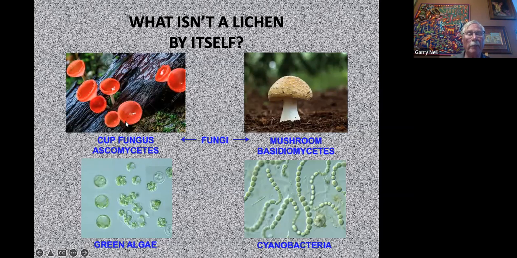By a cup fungus, I mean there's a group of fungi called Ascomycetes. These are the cup fungi. They look pretty much like you see here. The mushrooms, of course, are the Basidiomycetes. Then along with that, what is a lichen by itself?